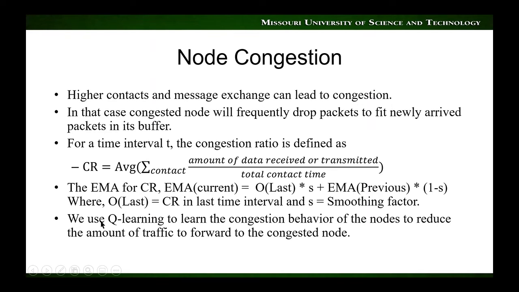So we first define the congestion ratio, which is the average amount of data received or transmitted over the total contact time. Then we can calculate the exponential moving average of the congestion ratio. Our goal is to keep the EMA, or exponential moving average, of the congestion ratio minimum or similar for all the nodes, so that a particular node will not die first.